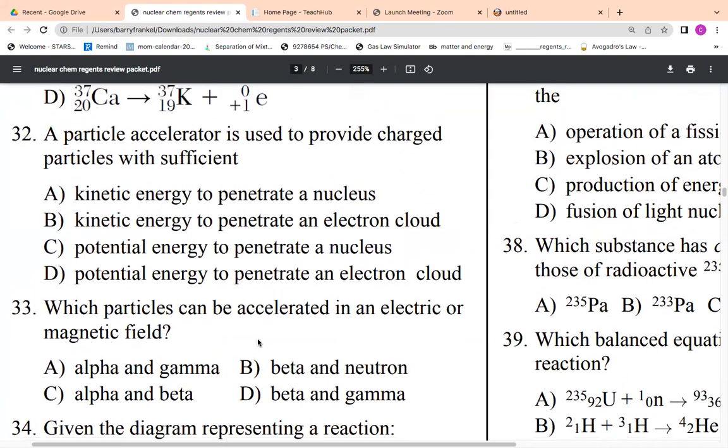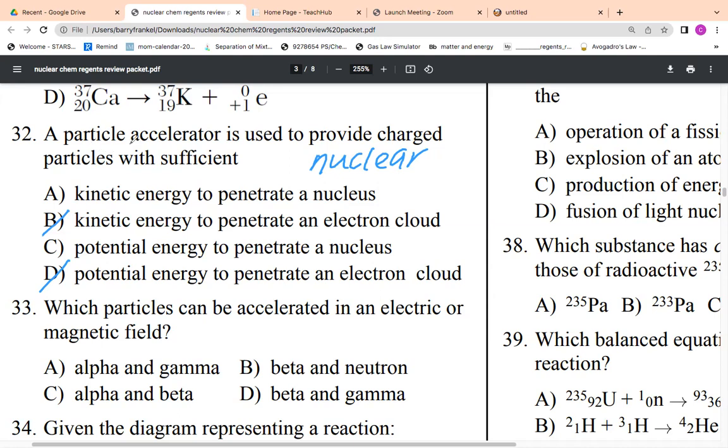All right, 32. A particle accelerator is used to provide charged particles with sufficient... Now, the answer is kind of in the name. And again, if we're talking about nuclear chemistry, the word nuclear comes from the word nucleus. We are making changes to the nucleus of whatever element or isotope. So we want to avoid this electron cloud. Nuclear chemistry doesn't really make changes to the electrons. Not really, unless you're combining protons and electrons to make something else. But we're really making changes to the nucleus, and that is how we get a nuclear change to occur.